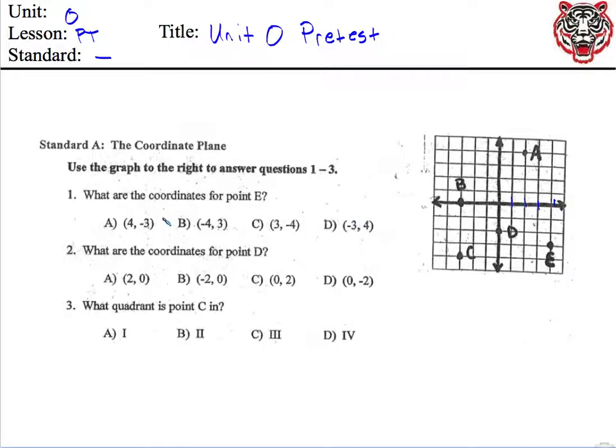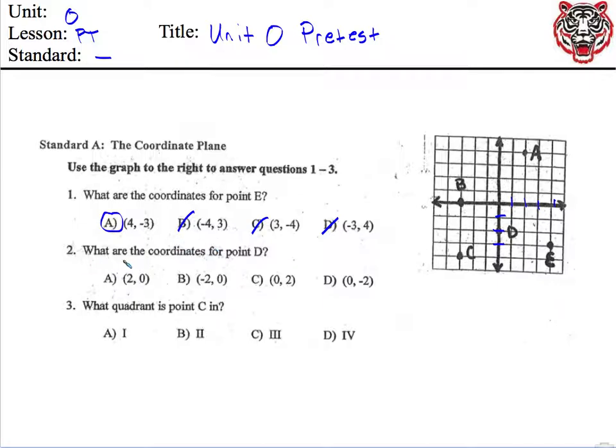So the x is 4. The y is -3. So it can't be that one, it can't be that one. It's A. So just knowing the x coordinate, we can get A. And we go down 3. 1, 2, 3. So 4, -3. Questions on 1? I'm looking for raised hands, and that will stop me, and then we can talk about it.